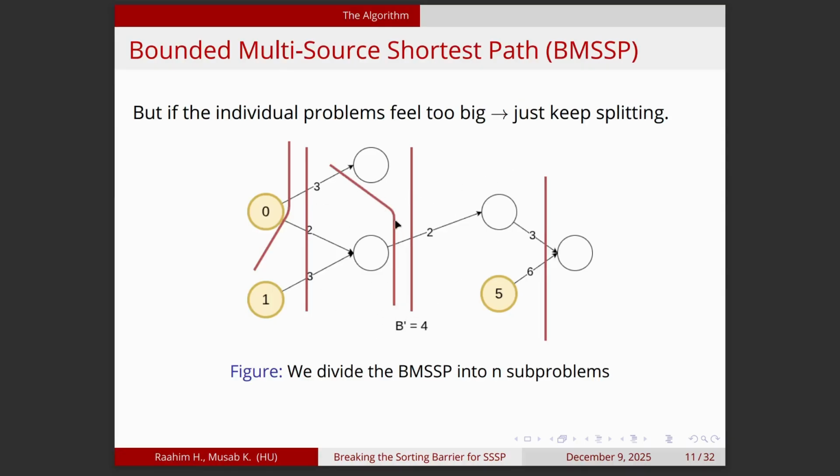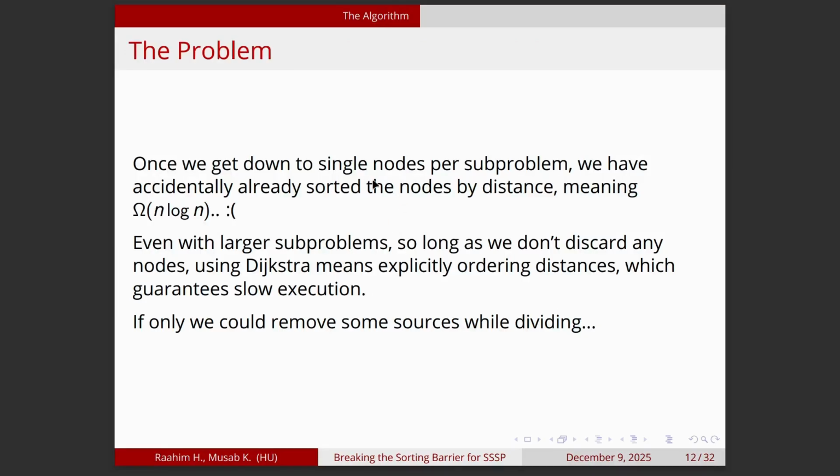But there is a downside to this: to actually divide into single nodes per subproblem, that requires actually ordering the nodes in a sense, because you need to know what's the first boundary, what's the second boundary, and so on. So that's going to run into your sorting lower bound as well. And the other thing is, if we did not shrink our subproblems all the way down, but only a little bit, then if we still use Dijkstra for the larger subproblems, the issue is that everything eventually enters our heap.